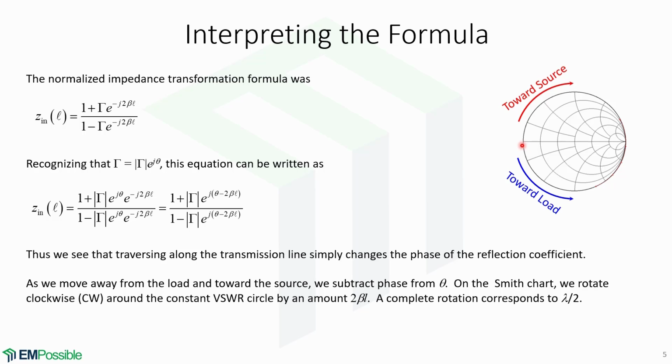Notice that in the Smith chart, a complete rotation corresponds to moving along the transmission line a distance of half a wavelength.